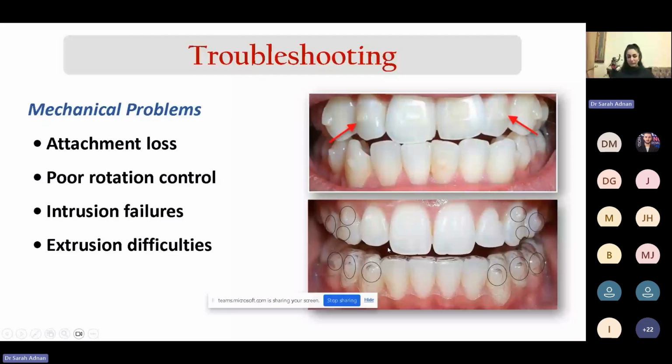If you are having an extrusion difficulty, as we said, aligners in general are not very good in extrusive tooth movement. You can use elastics, whether anterior elastics for open bite cases or posterior elastics for deep bite cases, to produce the desired extrusion. It's not very complicated and we do it all the time.